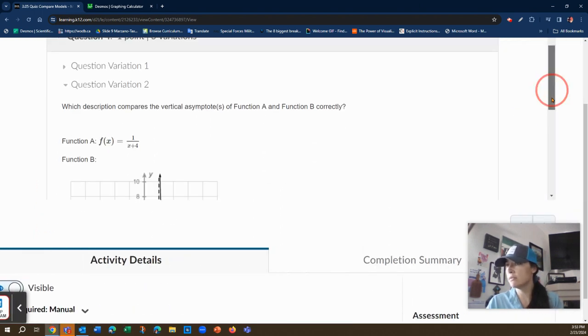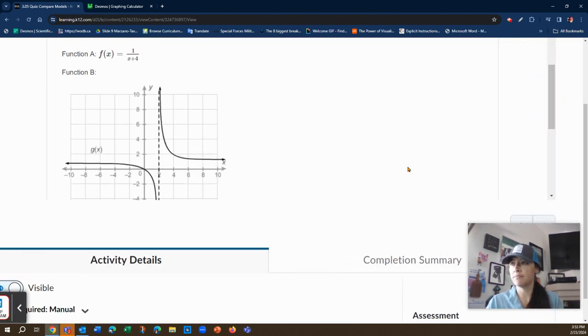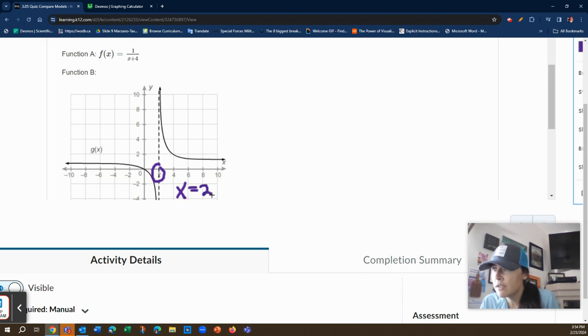I just need to scroll down. Okay. Graphically, we just look at it. Look at where is the asymptote, the dotted line. It's right there. X equals 2 for function B, for g of x. I don't know how they're going to label it in my question, but that's important. Okay.